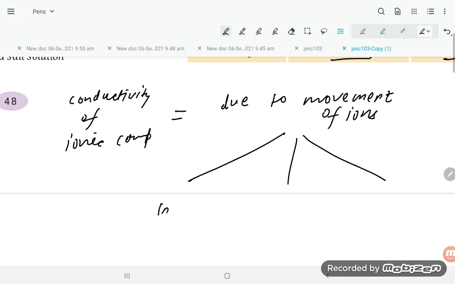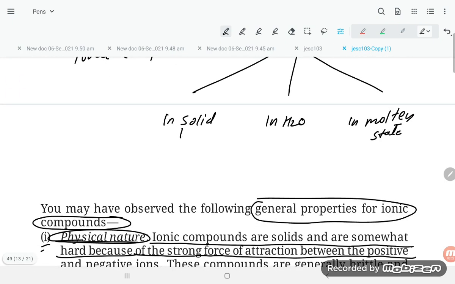Now three conditions are formed: in the solid state, in water, and in the molten state. In these three states, if you talk about the first one, the solid state, the ions are not free. So that is an insulator.